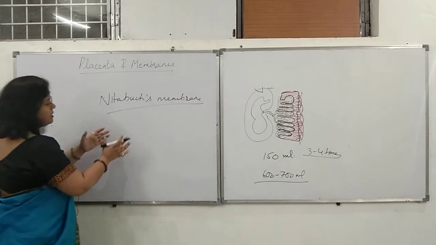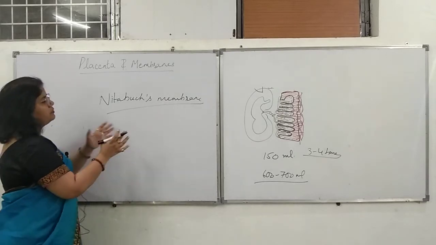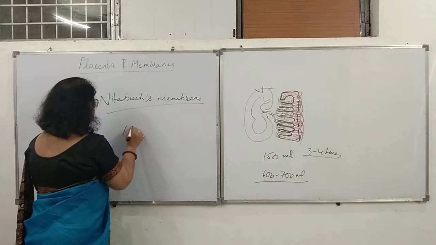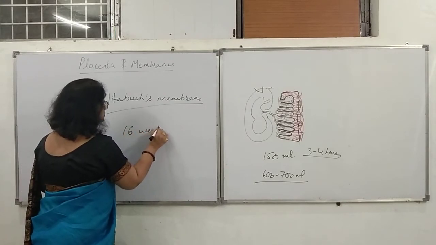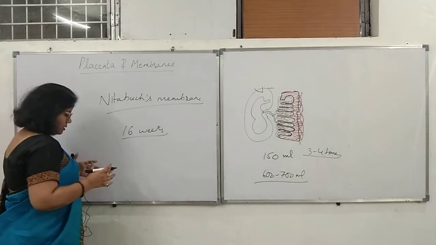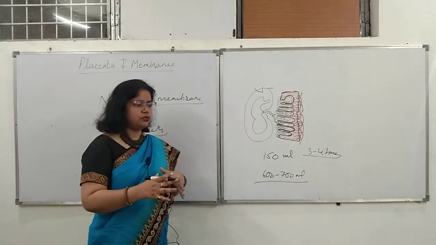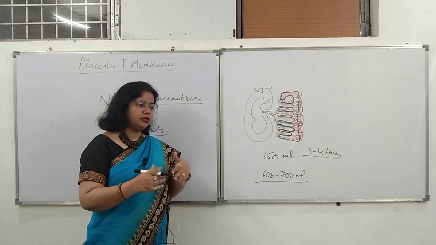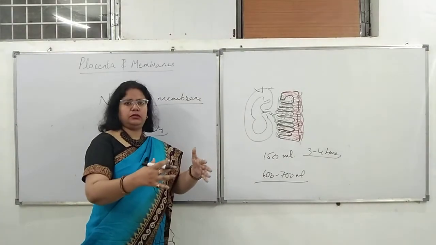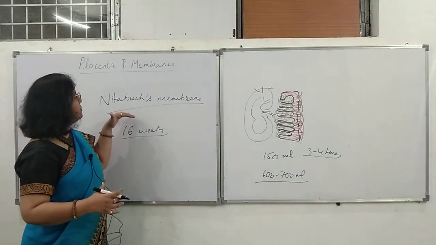When there is trophoblastic invasion into the decidua, at around 16 weeks of gestation, if this invasion into the decidua is not stopped, it will continue throughout the pregnancy. So nature has developed this mechanism.